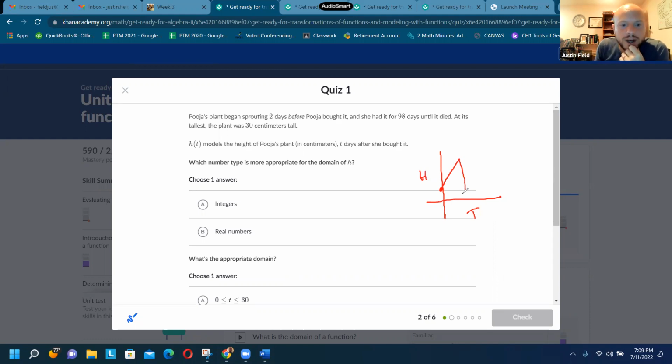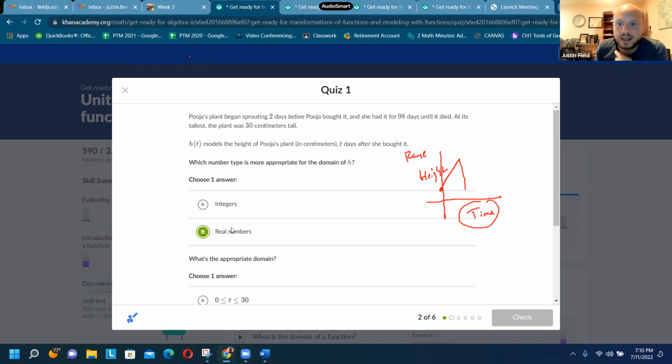I don't know. But what is the domain? The domain is time. And the range is height. And both of those measurements can include decimals. Time, you can have 1.2 days, and so on and so on. It's not like people or books. Well, yeah, it's not like some things that can only be integers, no decimals.